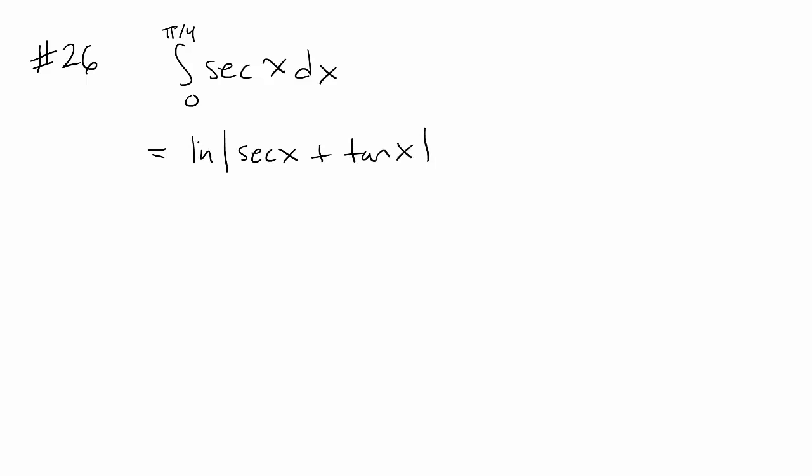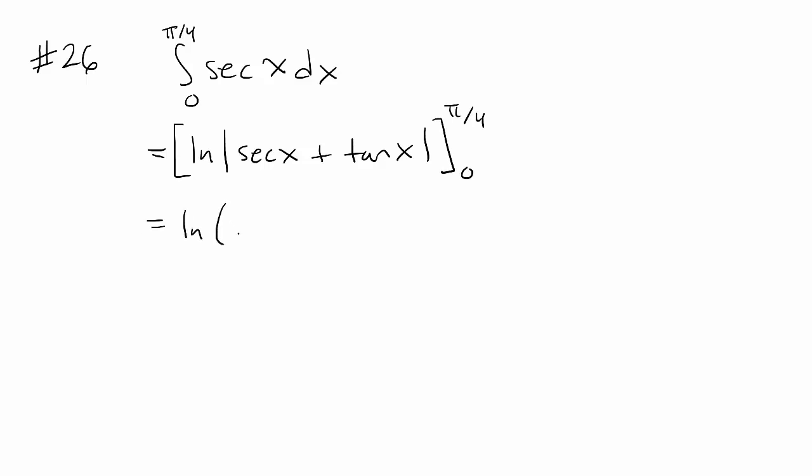All right, so that brings us to number 26. This is our last review problem. So it's a definite integral. We're going from 0 to pi over 4, and we have secant x dx. So the antiderivative of secant x is ln of secant x plus tangent x. And then we're going from 0 to pi over 4.